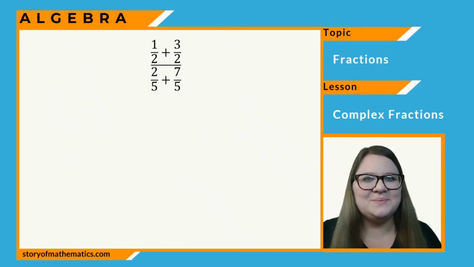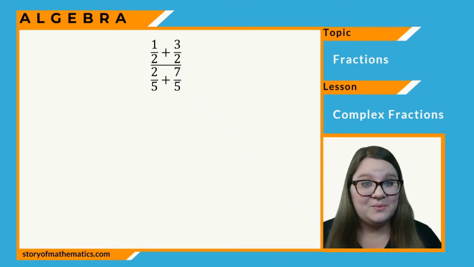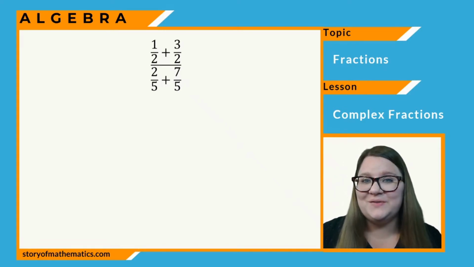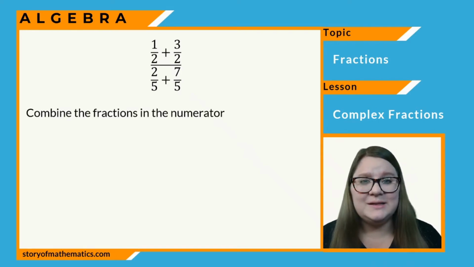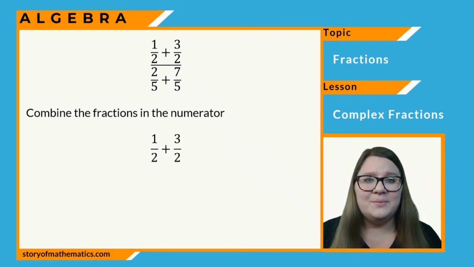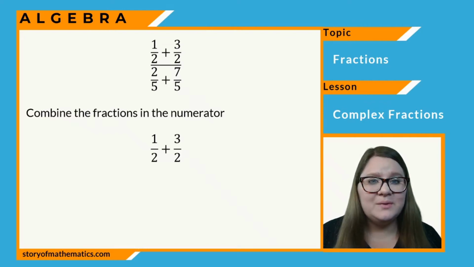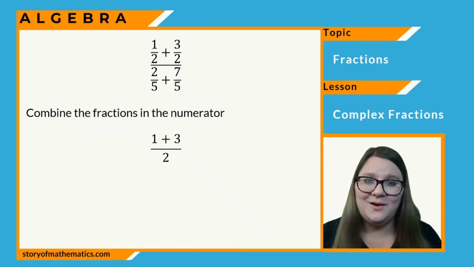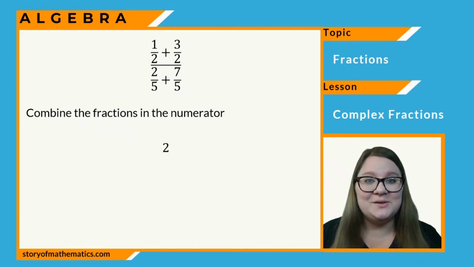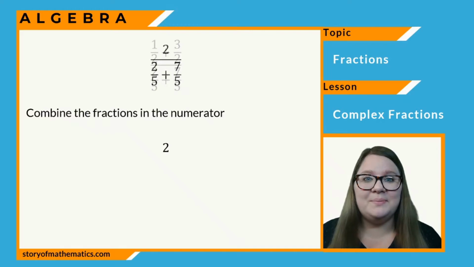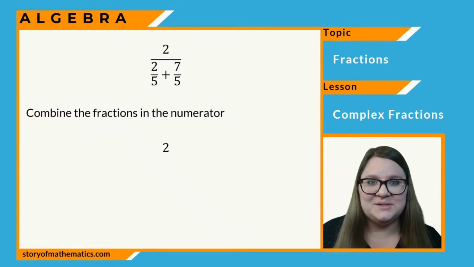So let's try this problem. 1/2 plus 3/2 all over 2/5 plus 7/5. I need to start by combining the fractions that are in the numerator. So 1/2 plus 3/2. Notice that what I'm really doing here is 1 plus 3 over 2, which is 4 over 2, which simplifies down to 2. So those two fractions in the numerator are really just 2. So I'm going to replace those with the number 2.